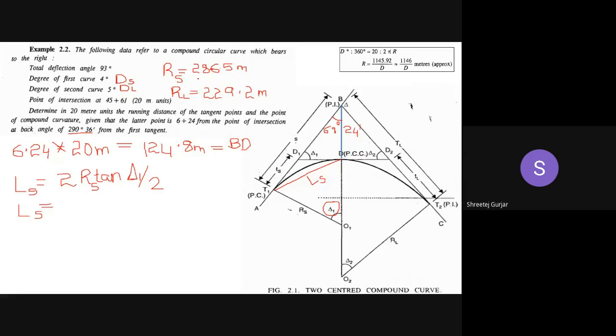RS value is here. Delta 1 value is unknown, right? Delta 1 is unknown, so we cannot calculate LS. Because this is unknown, we will keep it as it is. You can substitute for RS and keep it. So it will come like 2 into 286.5 into tan delta 1 by 2, right? So we will keep it as it is.